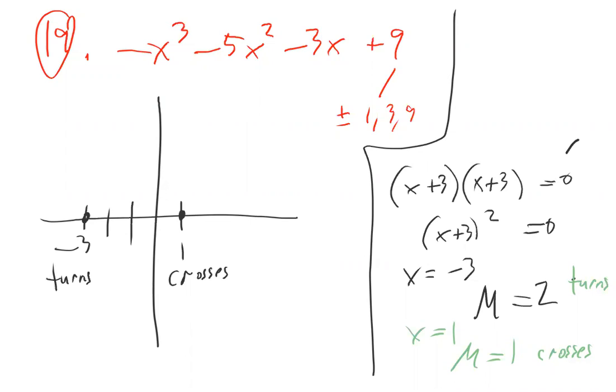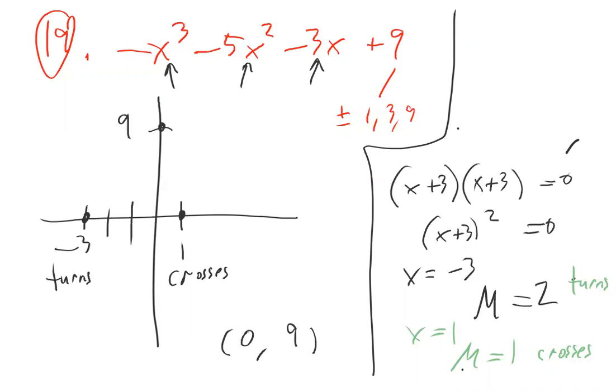So if I plug in 0 for the x value into the equation, you see I just get 0 minus 0 minus 0 plus 9. So what's 0 minus 0 minus 0 plus 9? It's just 9. So the y-intercept is (0, 9).